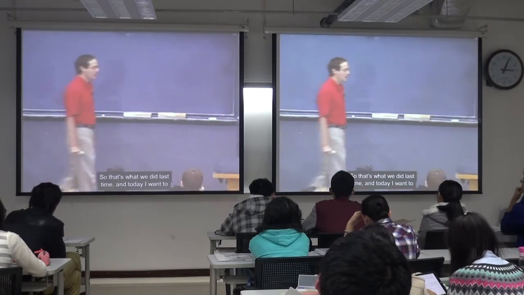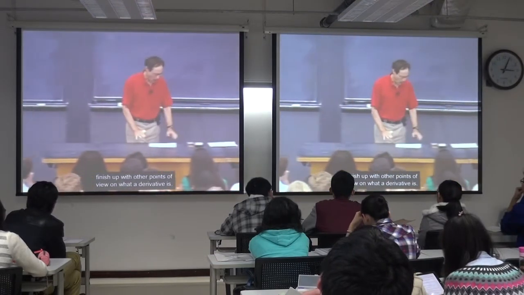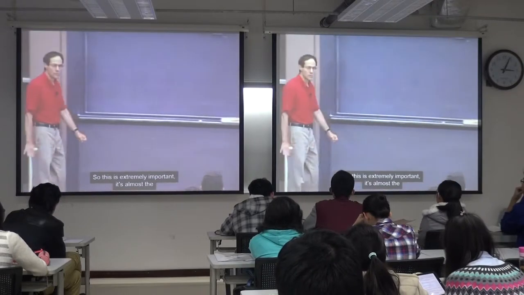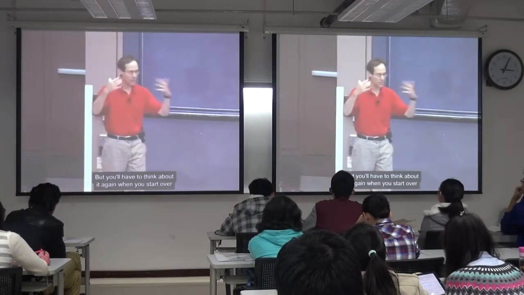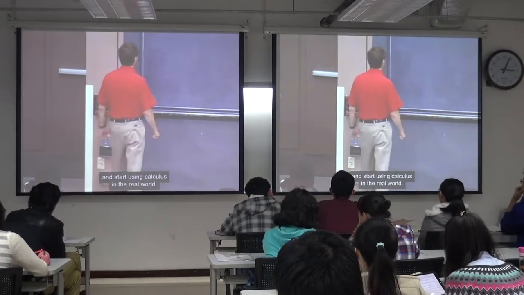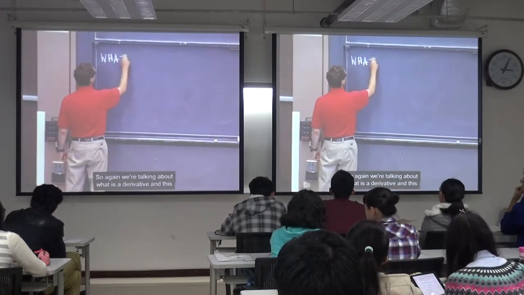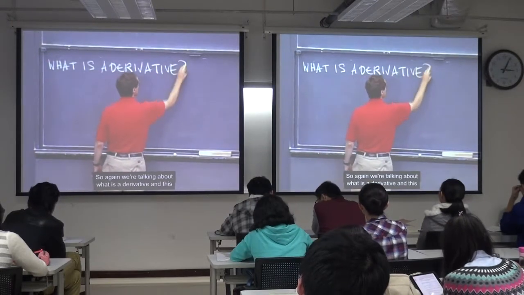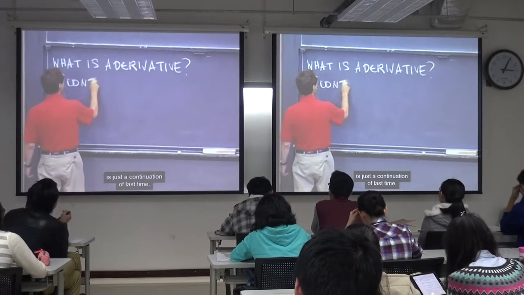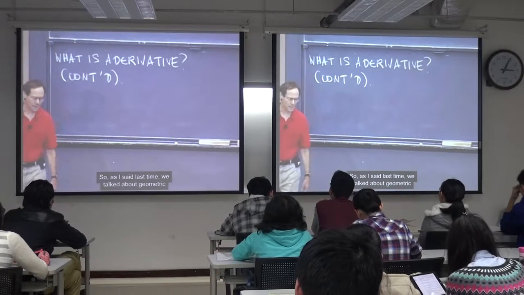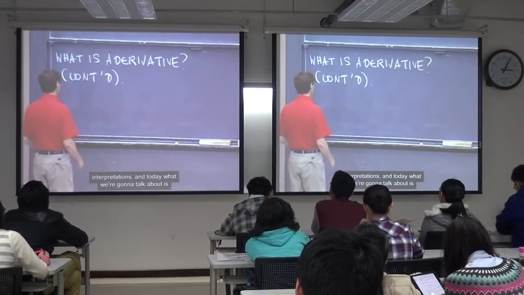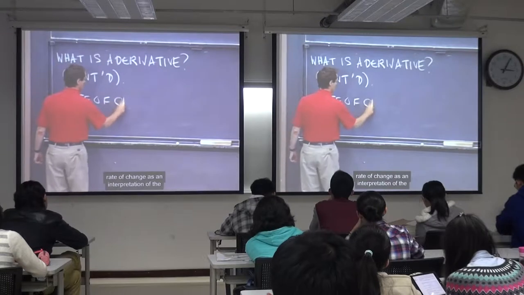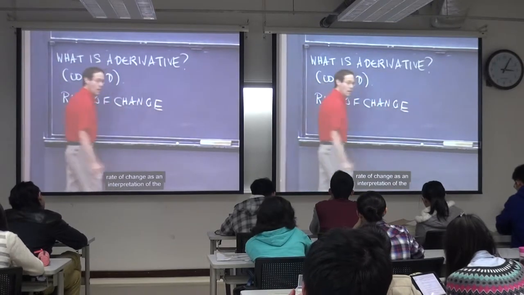And today, I want to finish up with other points of view on what a derivative is. So this is extremely important. It's almost the most important thing I'll be saying in class, but you'll have to think about it again when you start over and start using calculus in the real world. So again, we're talking about what is a derivative. And this is just a continuation of last time. As I said last time, we talked about geometric interpretations. And today, what we're going to talk about is rate of change as an interpretation of the derivative.